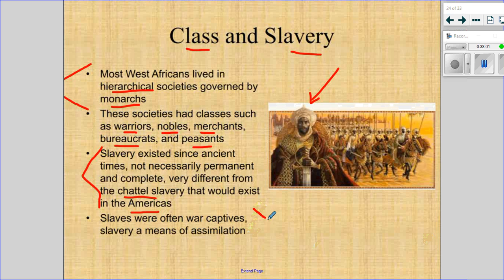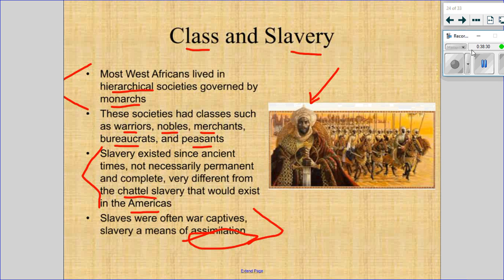Slaves were often war captives in the ancient world, and in ancient West Africa, slavery was the means of assimilation. So if I beat you in war, I've captured your people, you're now slaves, quote unquote, and you will remain slaves until you are assimilated into the new society. Sometimes that would be for the rest of their lives, but their children would be free. But it was a means of assimilation.